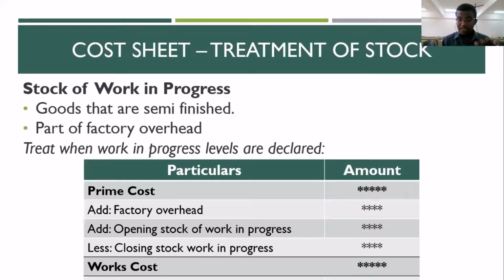Now, the dilemma here is neither is it in the state of raw form, nor is it in the state of finished form. So it is something in between. That is the reason why it is called work in progress. There are a lot of scenarios where work in progress would play a very critical role. Let's look at the furniture industry.